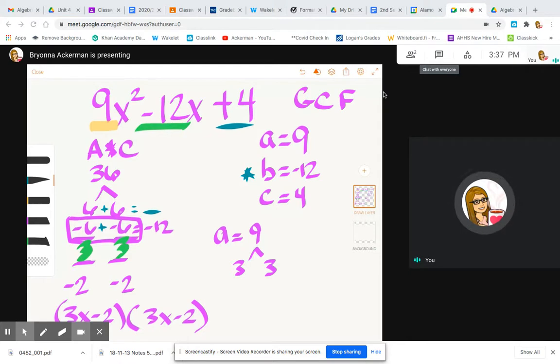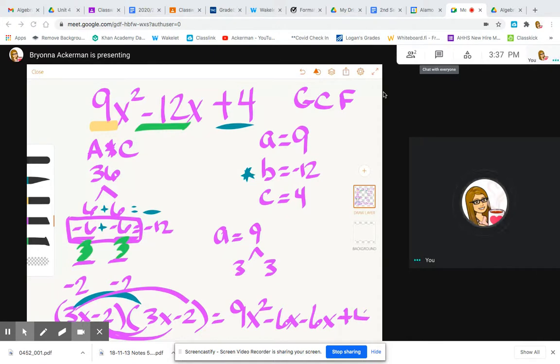So then we re-multiply it. 3x times 3x gives me 9x squared. 3x times negative 2 gives me a negative 6x. Then negative 2 times 3x gives me another negative 6x. And negative 2 times negative 2 gives me a positive 4. When I combine like terms, you will see that that indeed is negative 12x. And so I did factor it correctly.